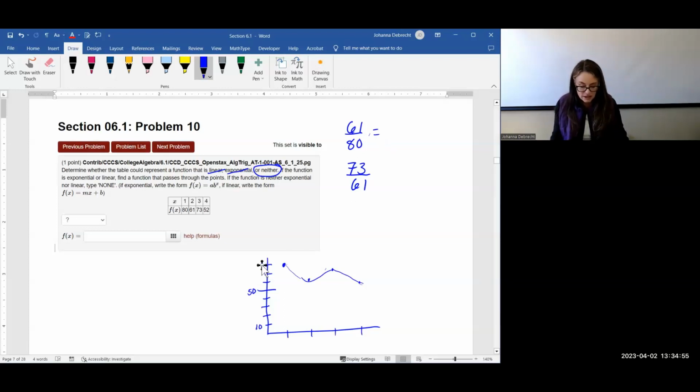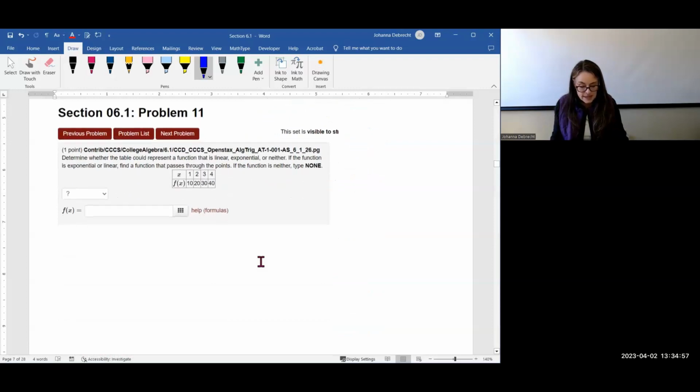Let's move on to the next problem. Same type of deal. This time when I look at it, I see that I go from 10 to 20 to 30 to 40. I'm adding 10 every time. Okay, it's got to be linear because I'm adding the same value each time.